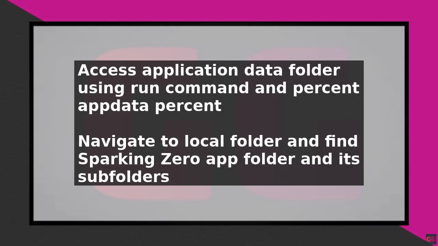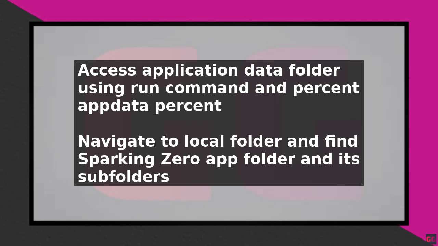To fix the Dragon Ball Sparking Zero error code E795EC5, start by opening the Run command and typing %appdata% to access the application data folder. From there, navigate to the Local folder and find the Sparking Zero app folder. Then locate the Saved and Config folders within it. The exact path should be Local\Sparking Zero\Saved\Config\Windows.